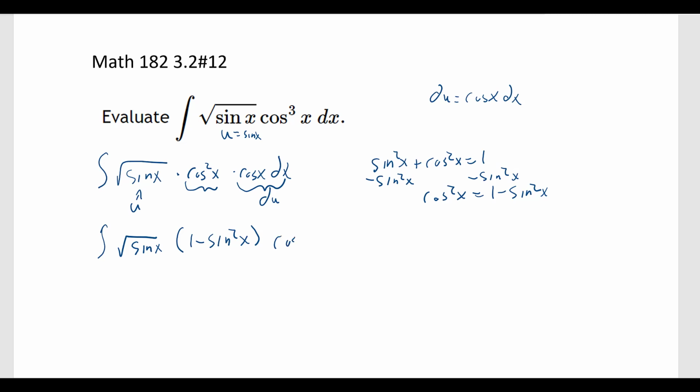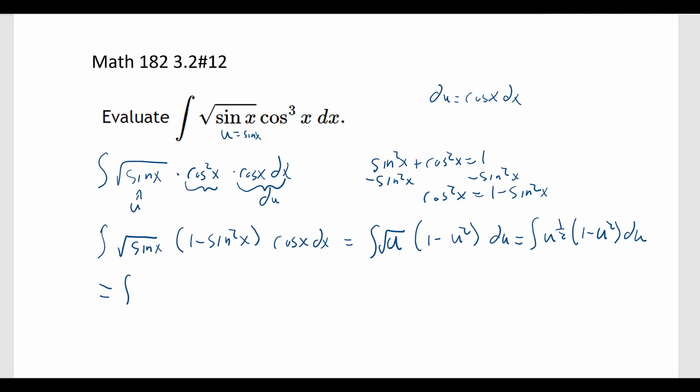times cosine x dx, which would be, if we do everything with the u substitution, the integral of square root of u times 1 minus u squared du, which is the integral of u to the 1/2 times the quantity 1 minus u squared du. So that's going to give us the integral of u to the 1/2 minus u to the 5/2 du.